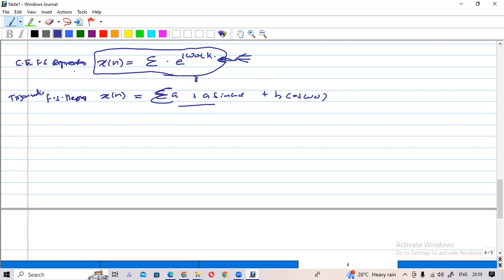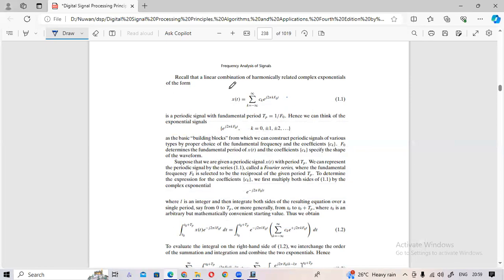So these equations are not correct. I will show them. I just wrote them to give you an idea only, so these are not the exact equations. If you consider this one, x(t) is any signal. You can see that we call it a linear combination of harmonics.